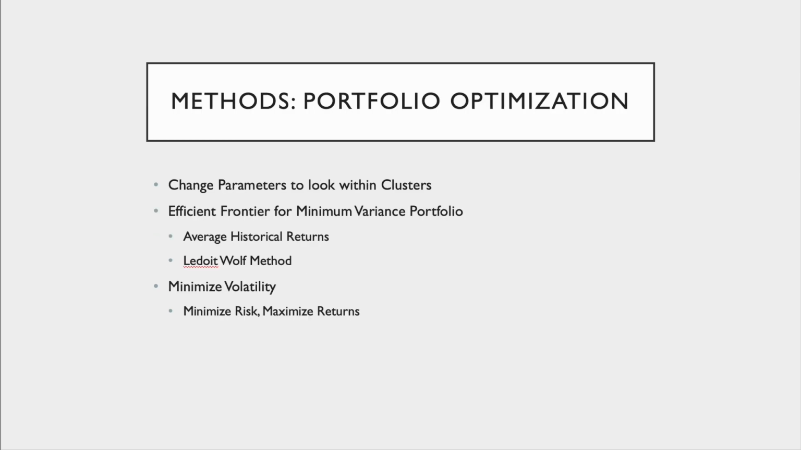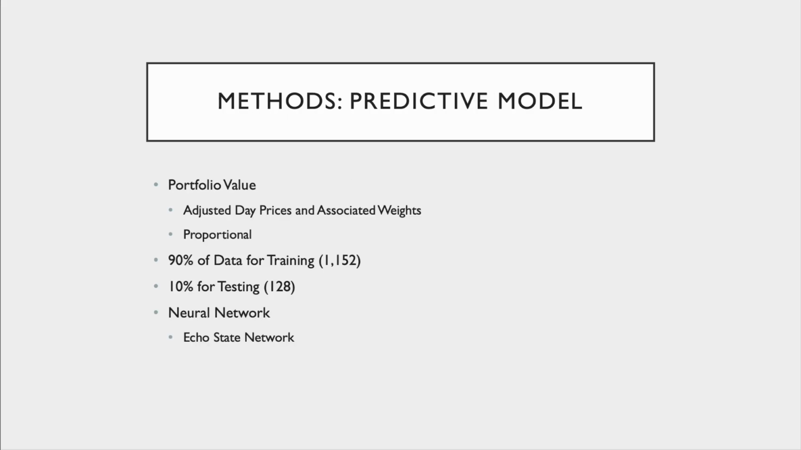For our portfolio optimization, we looked within clusters and chose parameters that were most important to us. We also calculated the efficient frontier for our minimum variance portfolio, meaning we wanted as low risk as possible. We did this using average historical returns and the Ledoit-Wolf method. Our goal, of course, was to minimize volatility, minimize risk, and maximize returns.